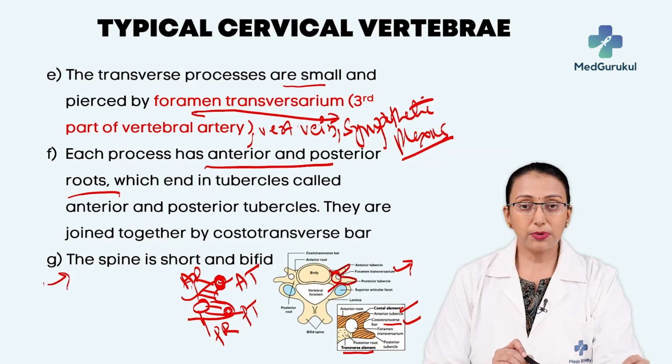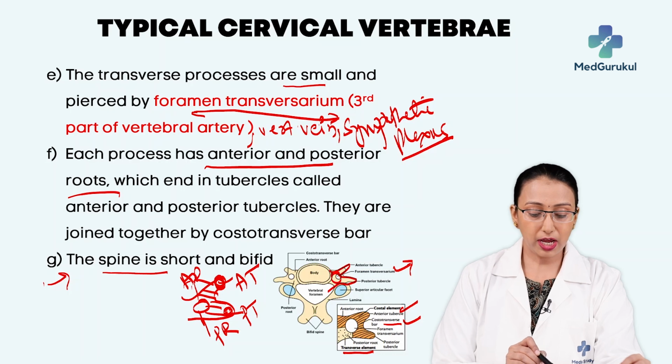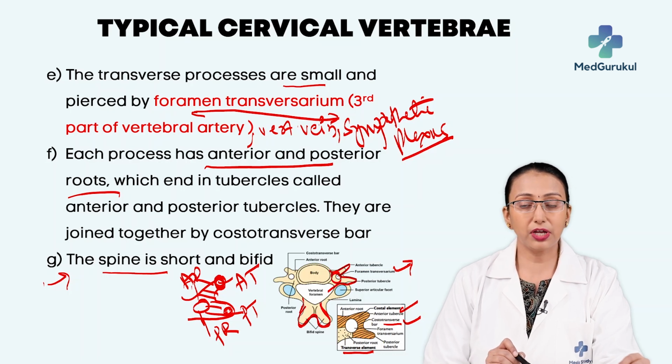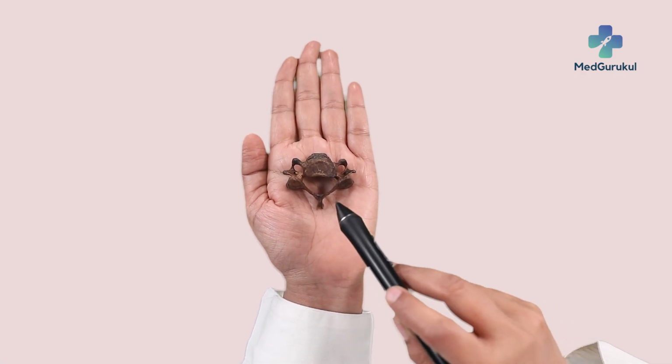And the most important point to remember of the cervical vertebrae is the spine is short and bifid. So we can see it is split into two. So this is a short and bifid spine in the cervical vertebrae. Two important points to remember are the foramen transversarium in the transverse process, and the bifid spine. This is the typical cervical vertebra.